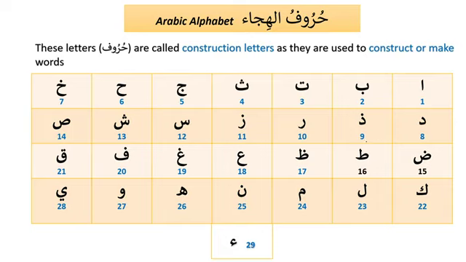So, as we can see over here, Arabic alphabet, huruf al-hija. These letters, or huruf, as we know, huruf is the plural of harfun. Harfun is one letter, and the plural is hurufun. They are called construction letters, as they are used to construct or make words. Why do we call them construction letters? Because they are used to make words.